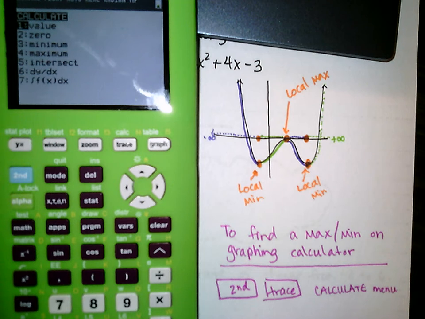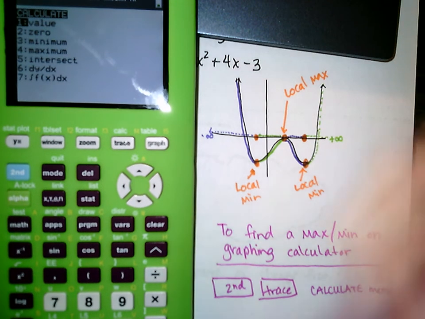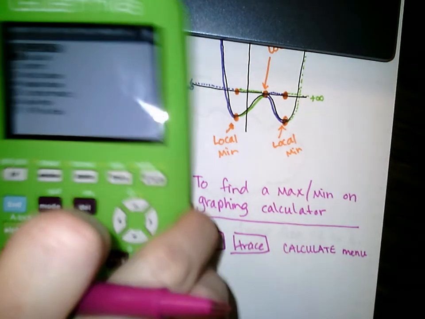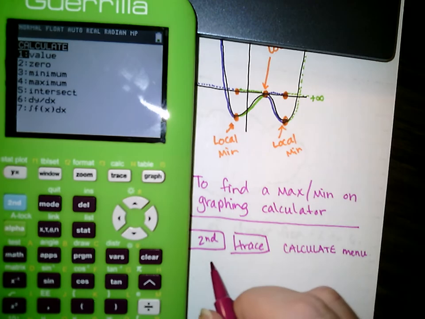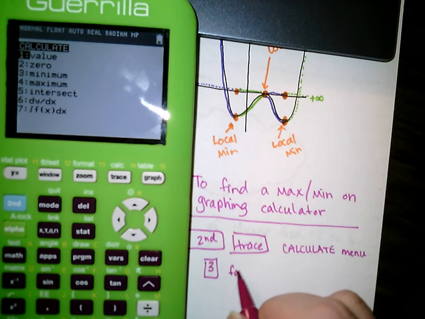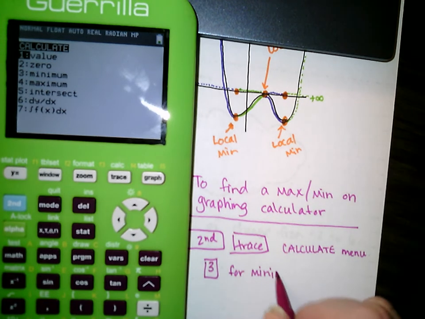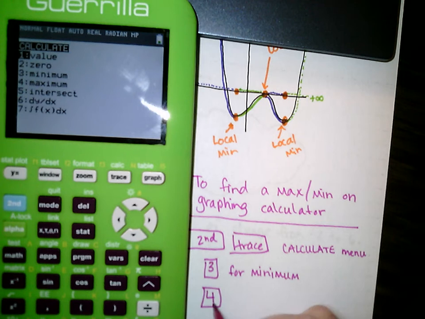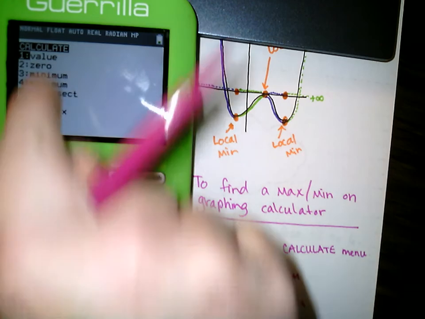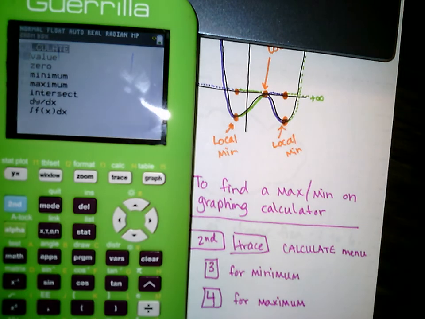And then we're going to choose either maximum or minimum. So we push button 3 for a minimum. And you can read it on your screen. The main thing is knowing how to get to that screen and then what to do once you're at it. So let's do a minimum first. So I'm going to push 3.